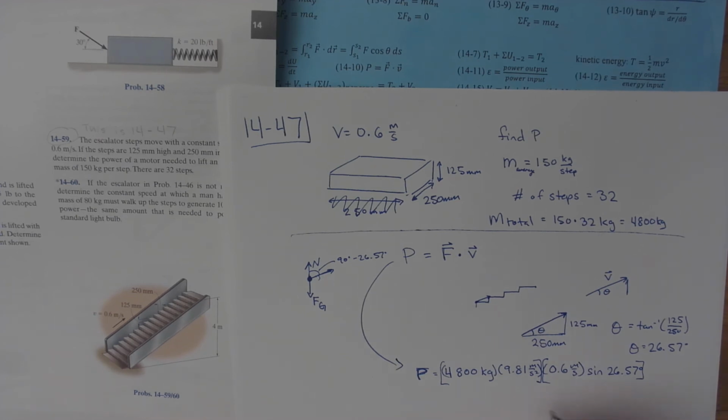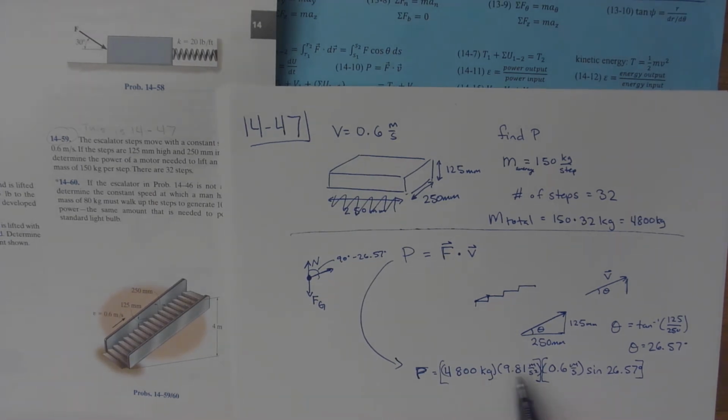In either case, you will get 12,600 kilograms times meters per second squared. That's a Newton times a meter per second. So that would be a Newton times a meter is a joule. And a joule per second is a watt. So that would be 12,600 watts or 12.6 kilowatts.